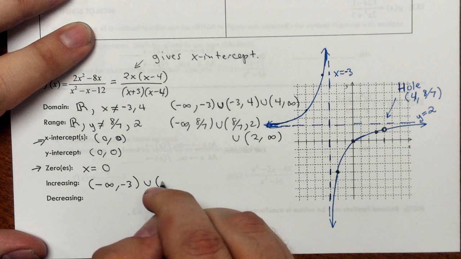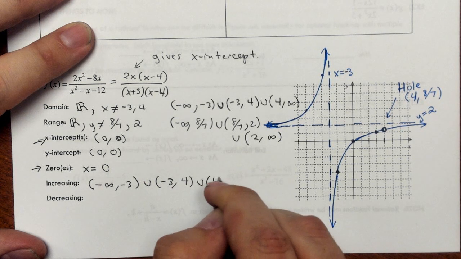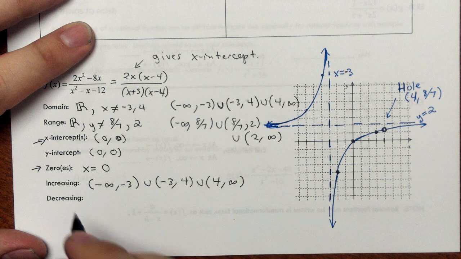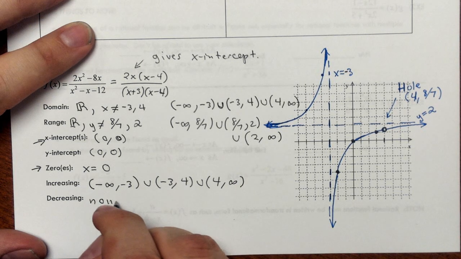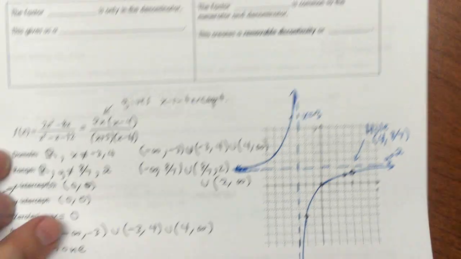Negative infinity to -3, union -3 to 4, union 4 to infinity. For decreasing, it is decreasing nowhere. So I can write none. So that's a look at how we would analyze one of these. I apologize, this is a bit tricky because we're looking at how this works without quite understanding how to get all of this information. The next big thing that we have to look at is how do you find asymptotes?